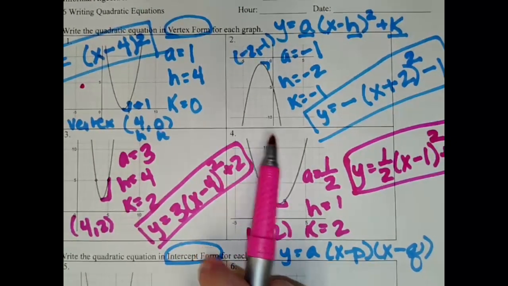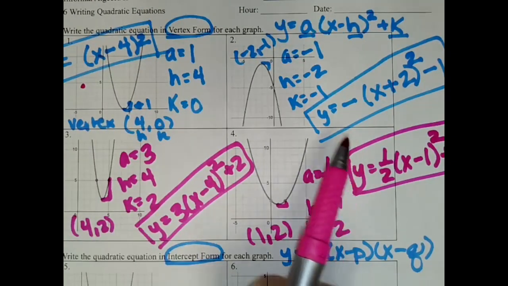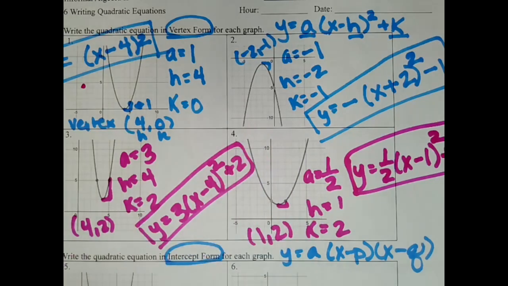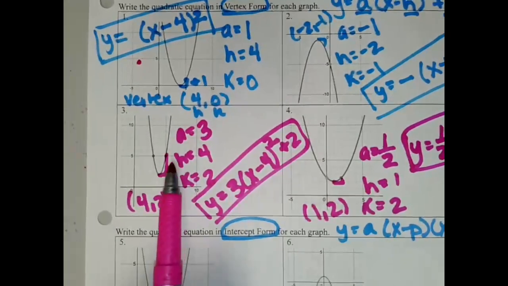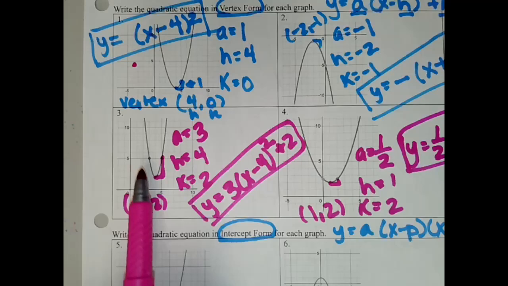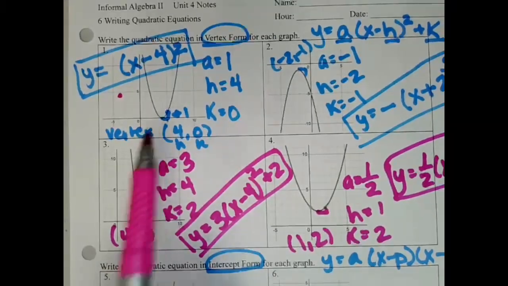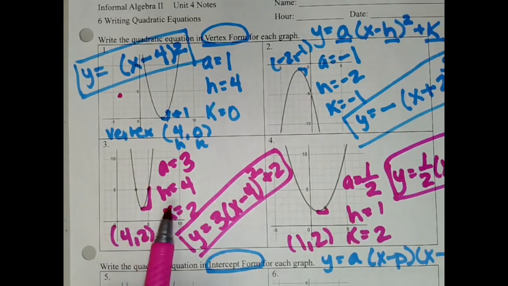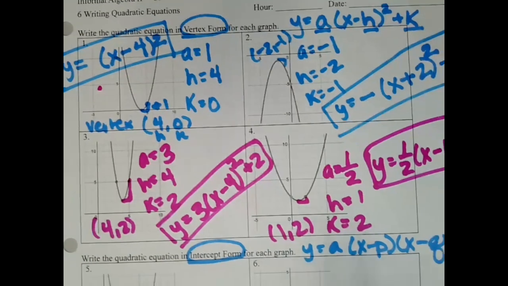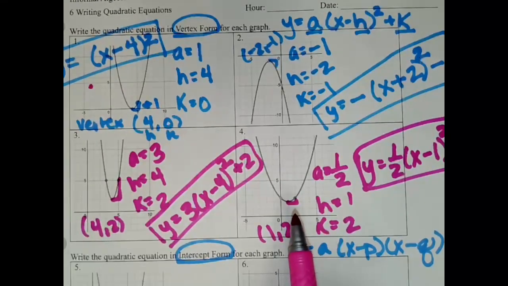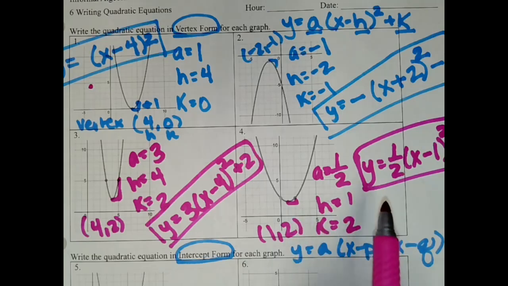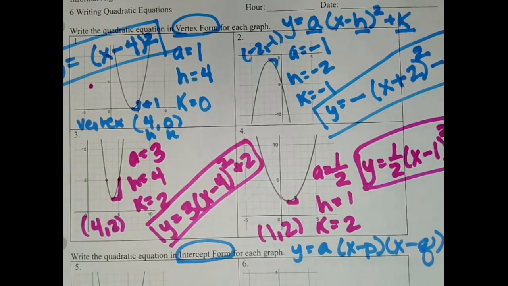With this one, a was negative. Notice that the transformation was a reflection. With this one, the graph is more narrow than the one up here that has that parent function shape. And it's more narrow because 3 causes a vertical stretch. This graph seems wider, and that is because a is 1/2. It causes a compression of your graph.